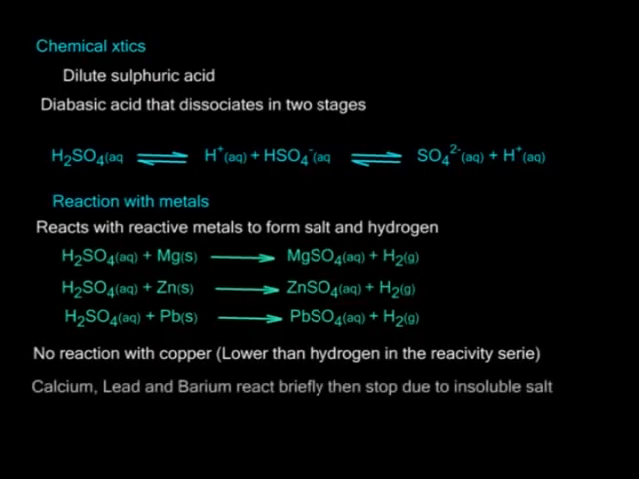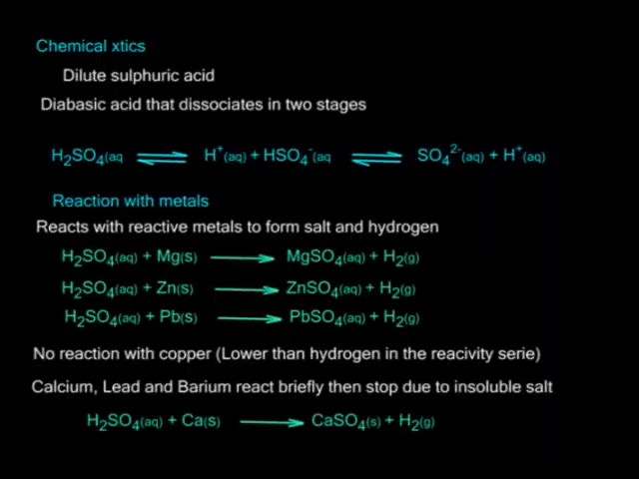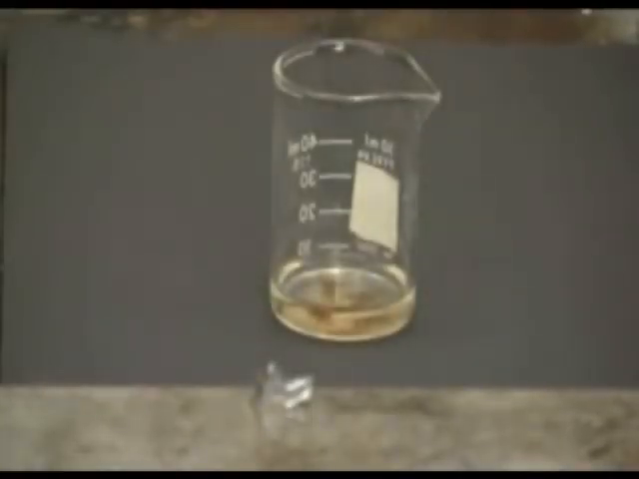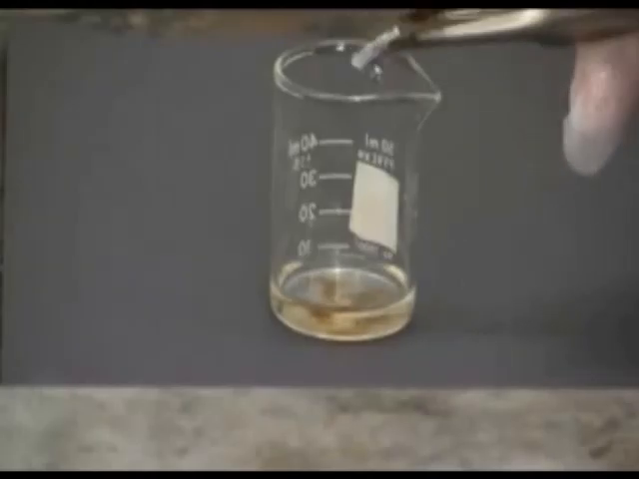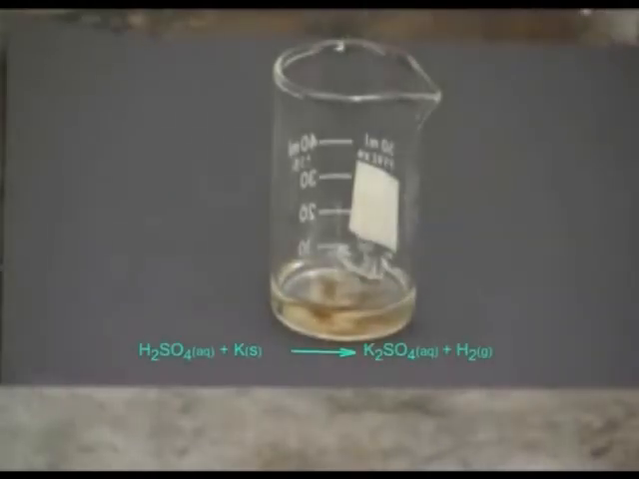With calcium granules, a reaction starts but soon stops. This is due to the formation of insoluble calcium sulfate, which coats the metal, preventing further reaction. Lead and barium behave like calcium because their sulfates are also insoluble. Metals that are very high in the reactivity series, for example potassium and sodium, react violently with dilute sulfuric acid. The experiment should never be conducted in the school laboratory.